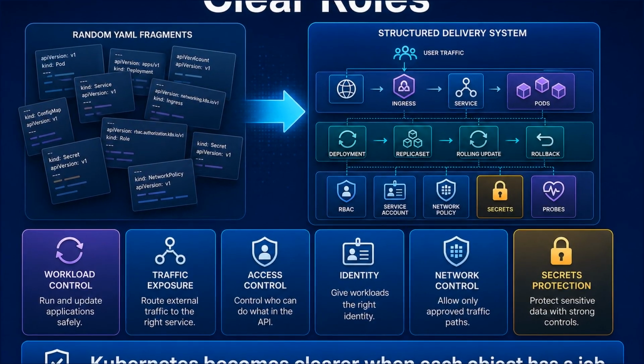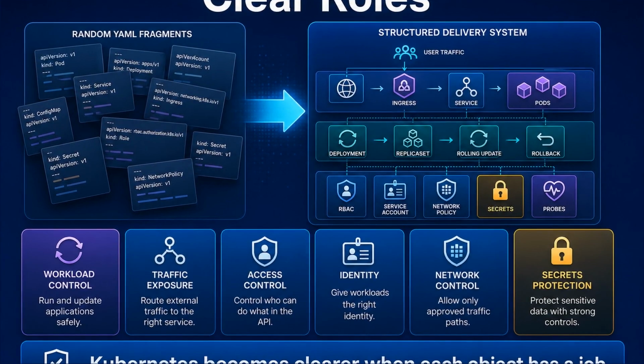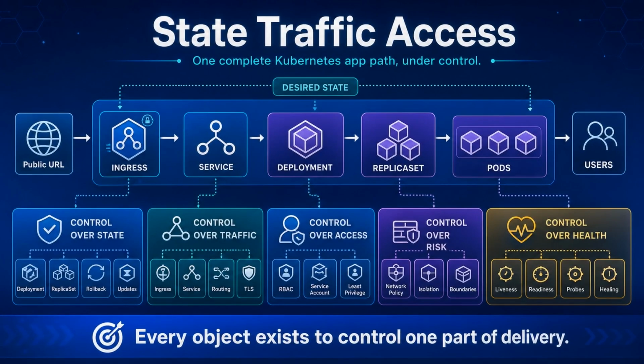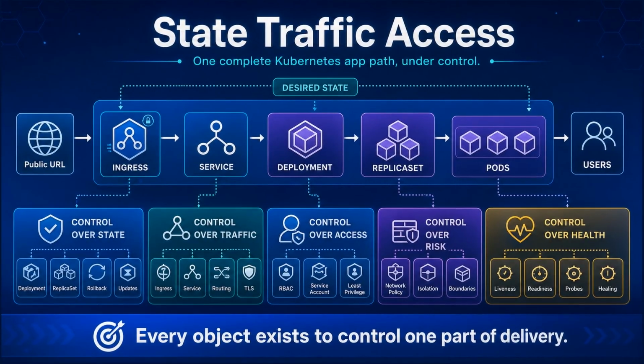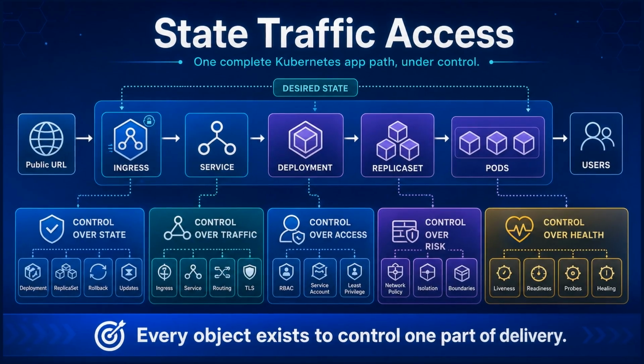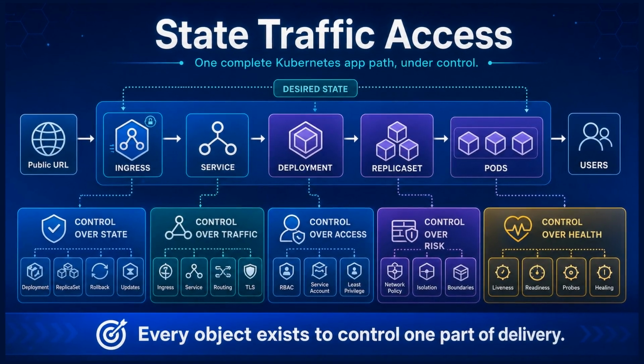If you understand those ideas, Kubernetes stops looking like a random list of YAML kinds and starts looking like a delivery system with clear responsibilities. That is what all of this is about. Each object exists because teams need control over state, traffic, access, risk, and health.